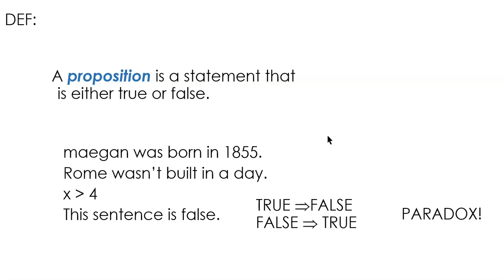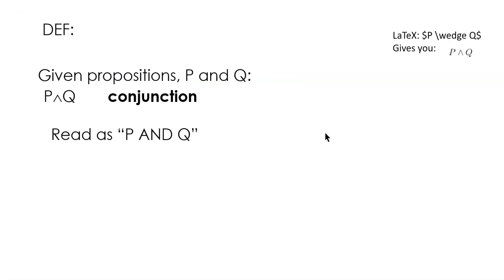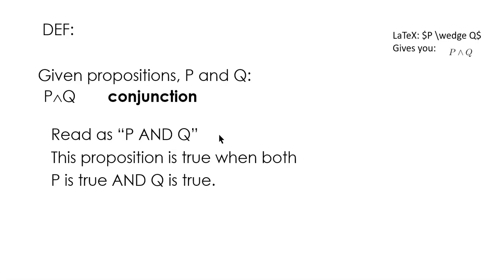So now let's look at connectives. The first connective we'll look at is a conjunction. Given two propositions, P and Q, a conjunction is read P and Q. It uses this little caret symbol. This is going to be true when they are both true. Hence the and, P and Q.